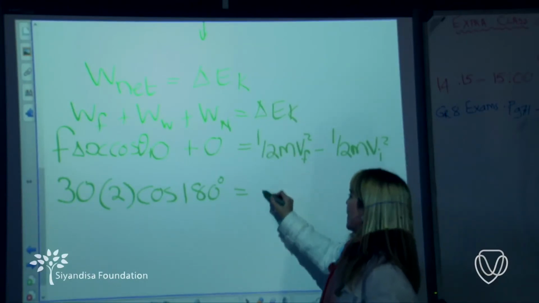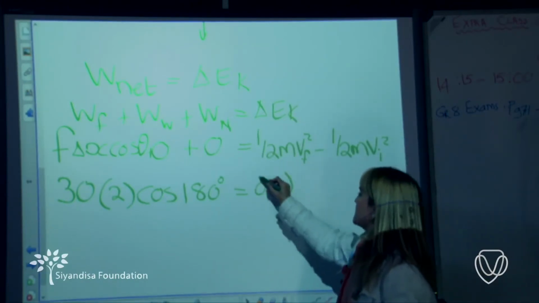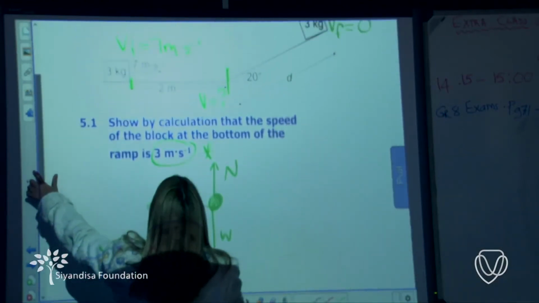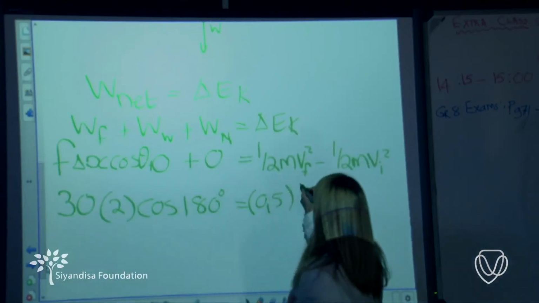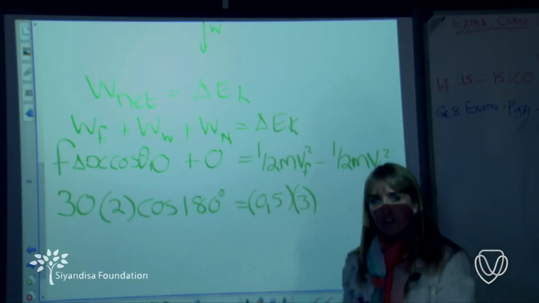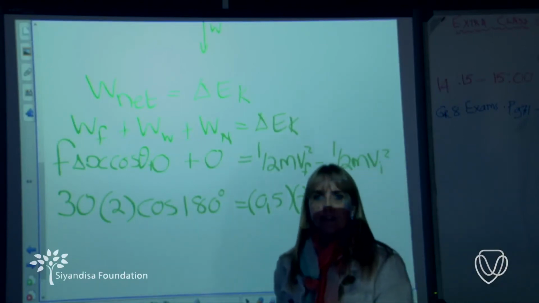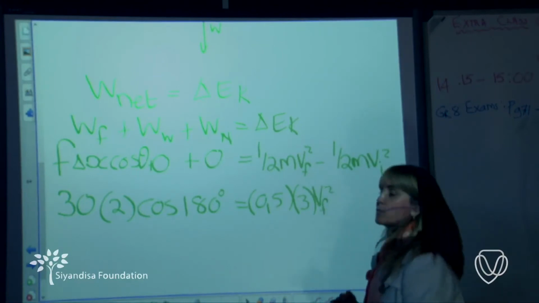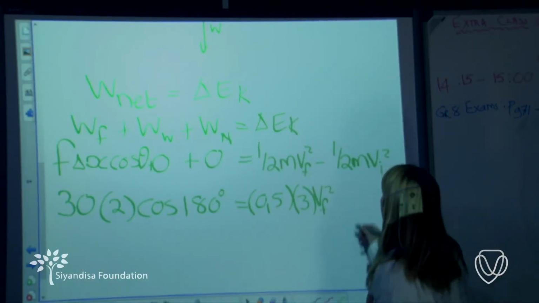That's going to be equal to a half, which is 0.5, times the mass of the object, which I think is 3 kilograms. Yep. Right, times 3 kilograms, times the final velocity after the 2 meters. Now, that is the velocity that you are actually looking for. So that Vf squared is what you are going to be solving for.